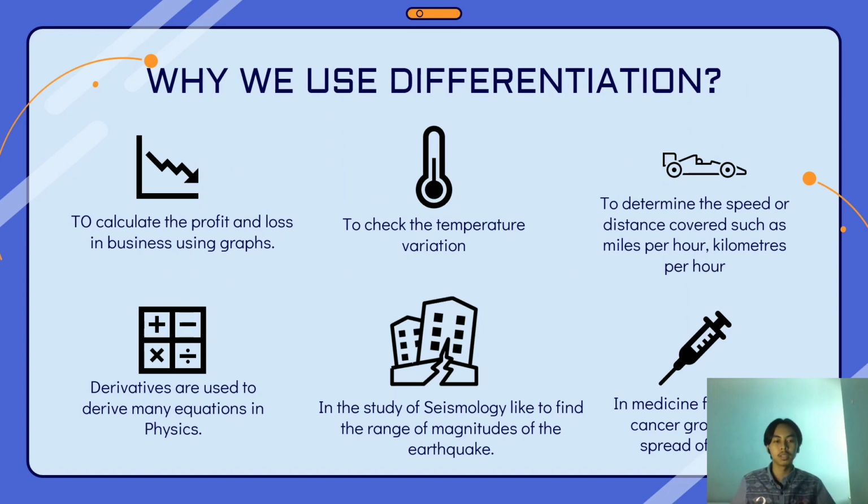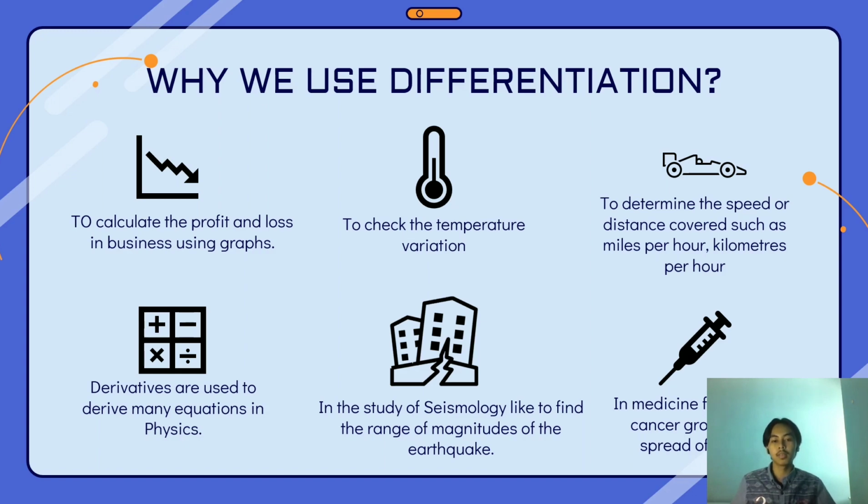Why use differentiation? Number 1, to calculate profit and loss in business using graphs. Usually, a lot of companies use derivatives to calculate their profit, their loss, and their income. Number 2, to check temperature variation. Number 3, to determine the speed or distance covered, such as miles per hour or kilometers per hour. You can calculate the speed of cars and motorcycles and so forth. Number 4, common derivatives are used to derive many equations in physics. That's why differentiation is so important.